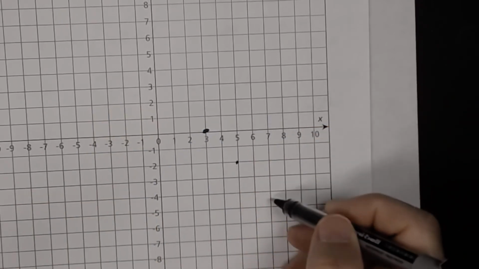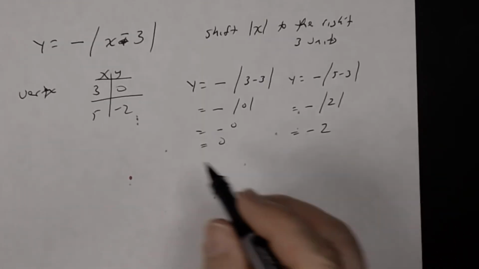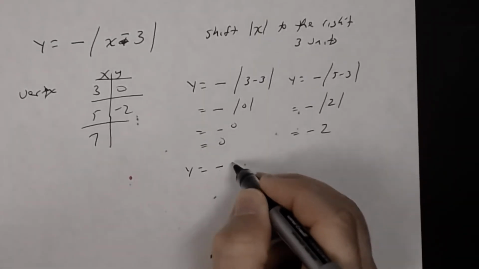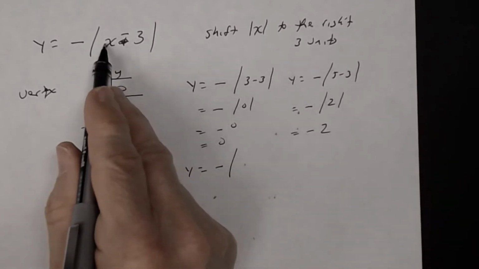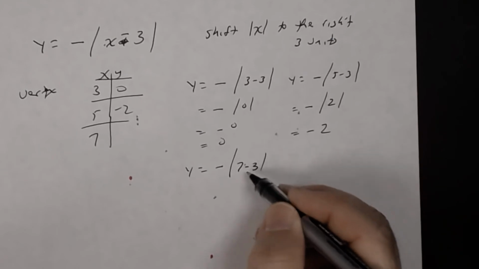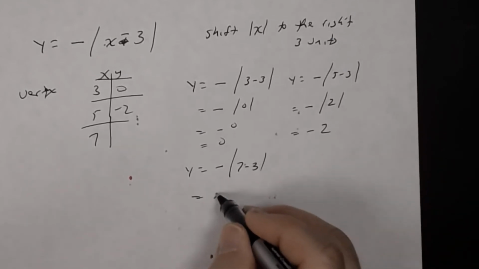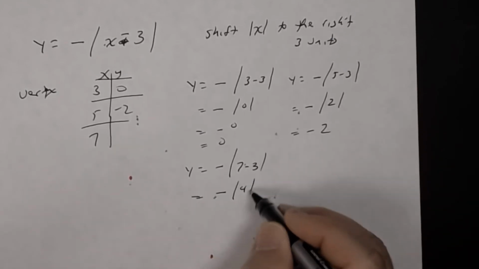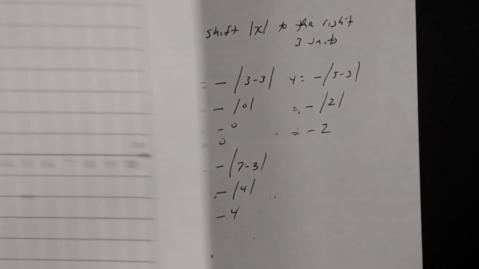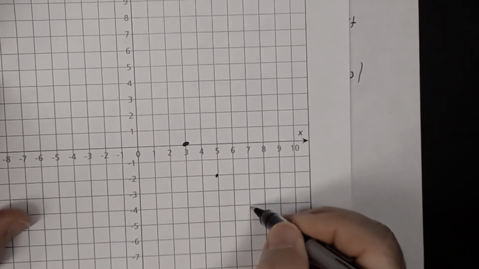If x is, let's say, 7, I get y equals the opposite of the absolute value of 7 minus 3. 7 minus 3 is 4. So it becomes the opposite of the absolute value of 4. The absolute value of 4 is 4, so it becomes a negative 4. So 7, negative 4 is here.